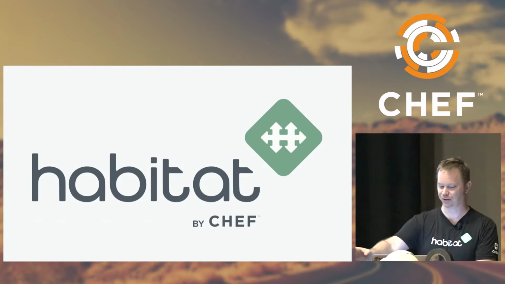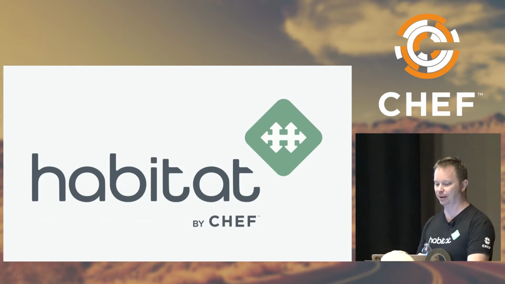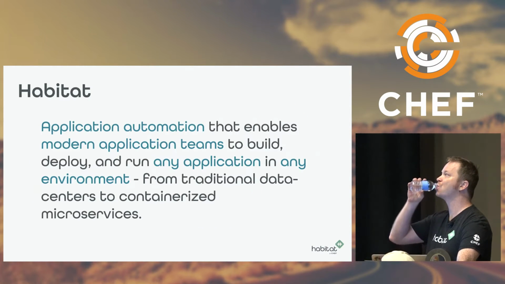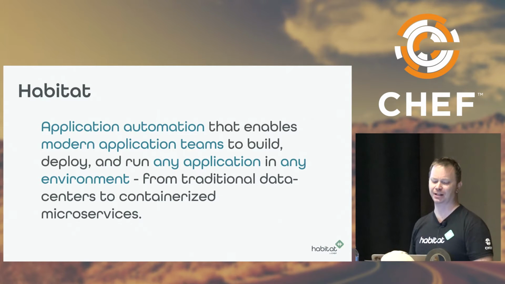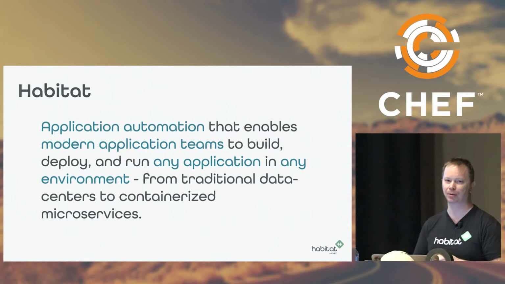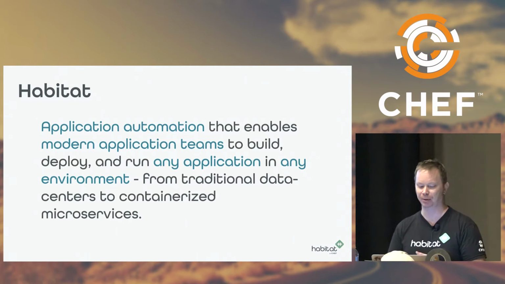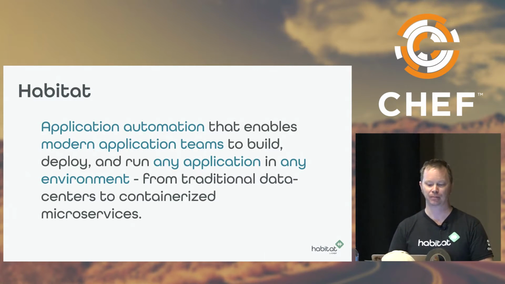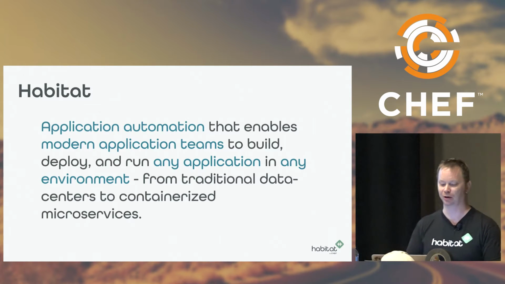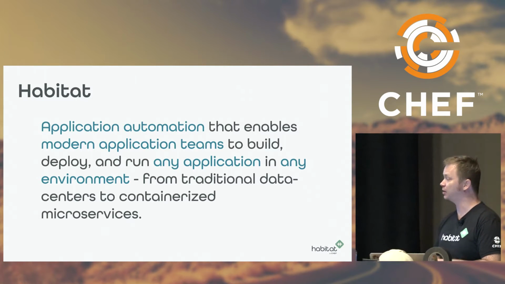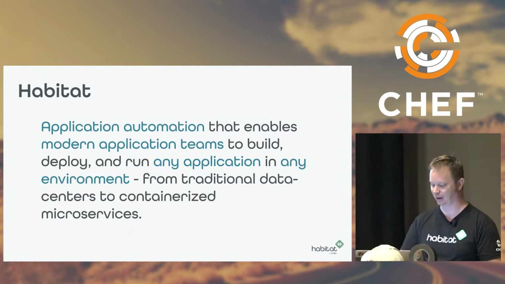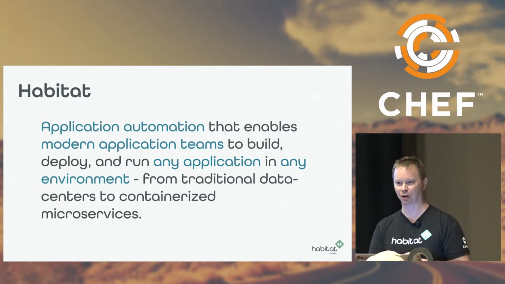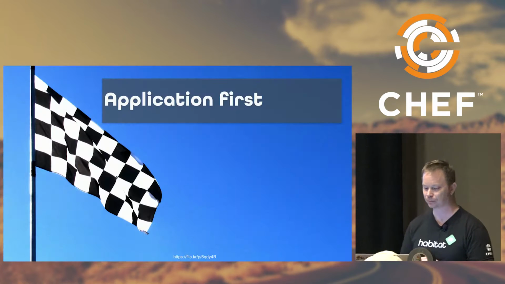So the way that we solve this, of course, is with Habitat. And what Habitat is, it's application automation that enables modern application teams to build, deploy, and run any application in any environment, from traditional data centers to containerized microservices. That sounds like an awful lot of buzzwords. So let's break that down a little bit and put it into terms that are maybe a little more meaningful.